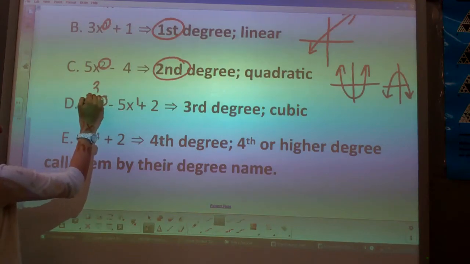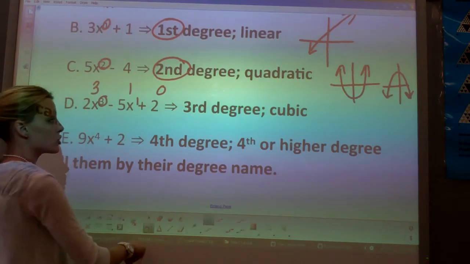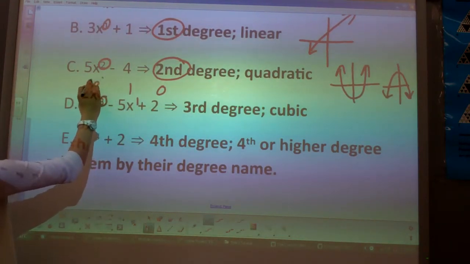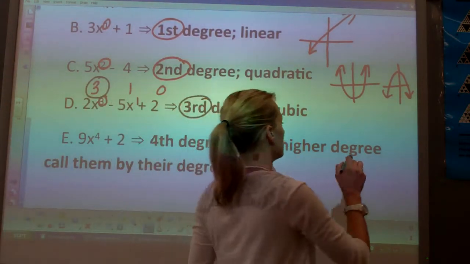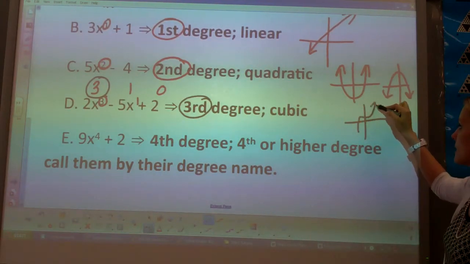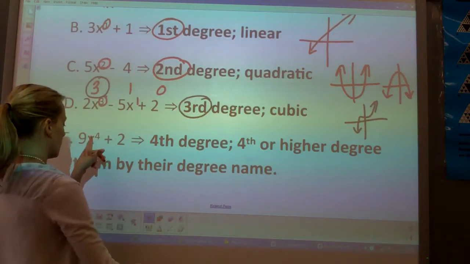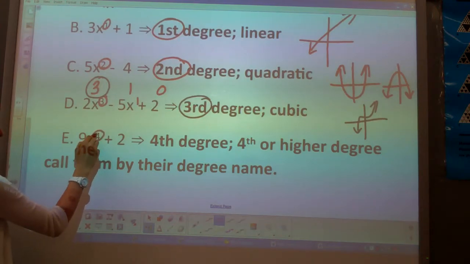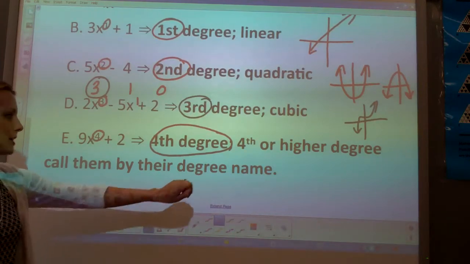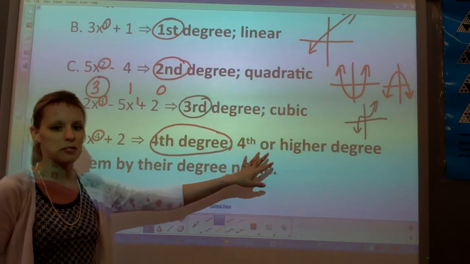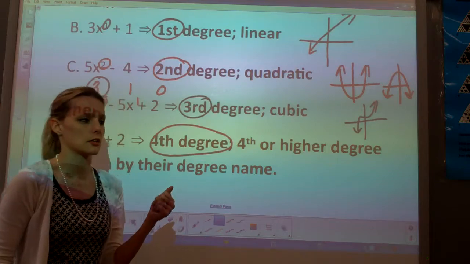So this has a degree of 3, this has a degree of 1, this has a degree of 0. So the largest degree in your polynomial is 3. So it would be a third degree polynomial, or a cubic. And a cubic looks like this on a graph. Last, for E, this polynomial, because it's raised to the 4th degree, would be called a 4th degree polynomial. Anything higher than 3, they don't have specific names anymore. So this one would just be called a 4th degree. You could have a 5th degree or 6th degree, etc.